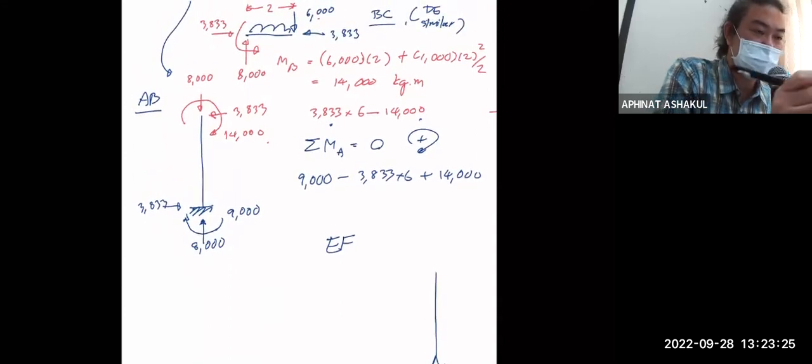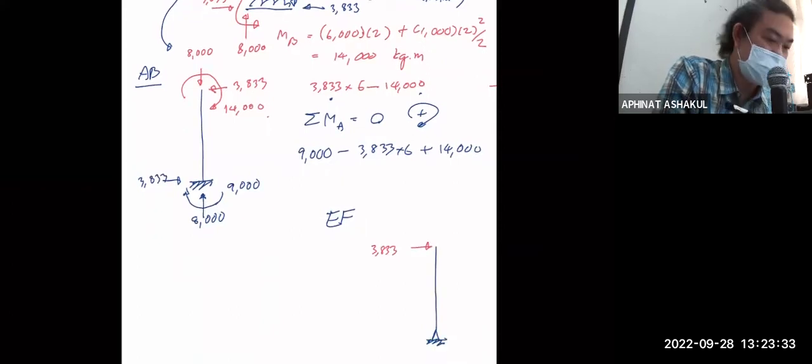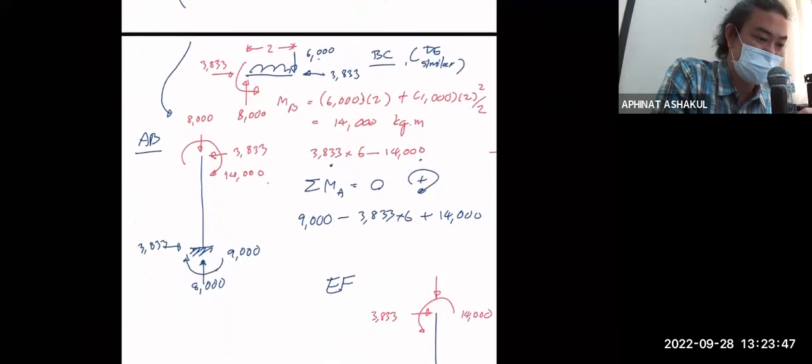If it's similar, I should have 3833 here, and I should have similar, but it's a mirror image, right? That's the moment, and one goes up, so it should come down with 8,000.